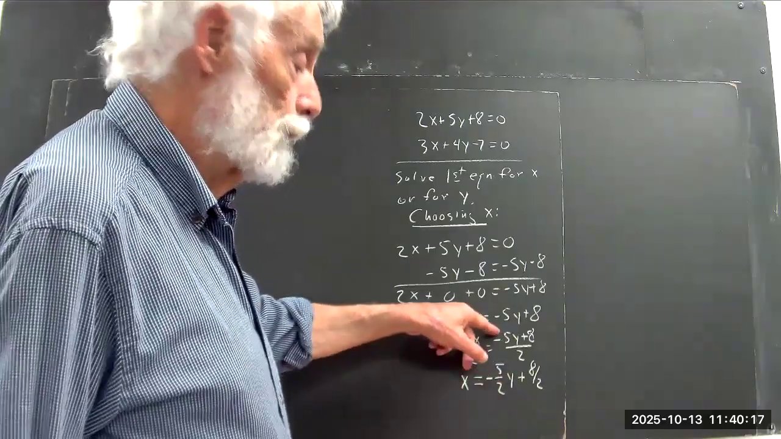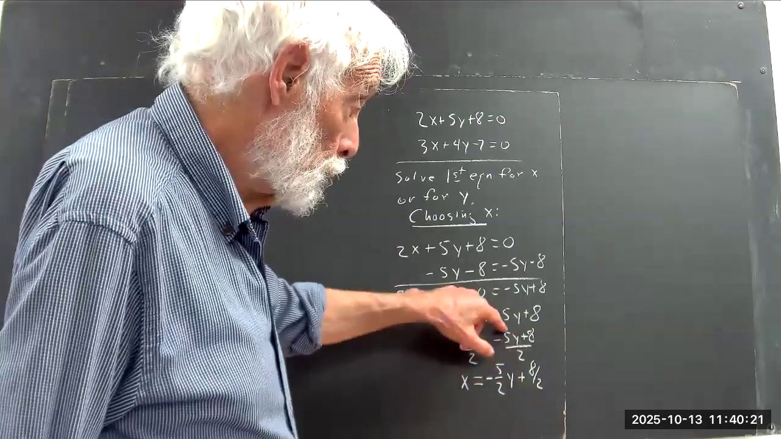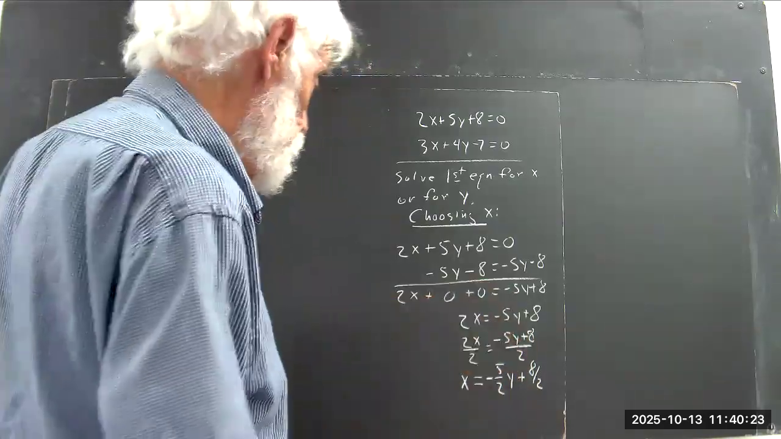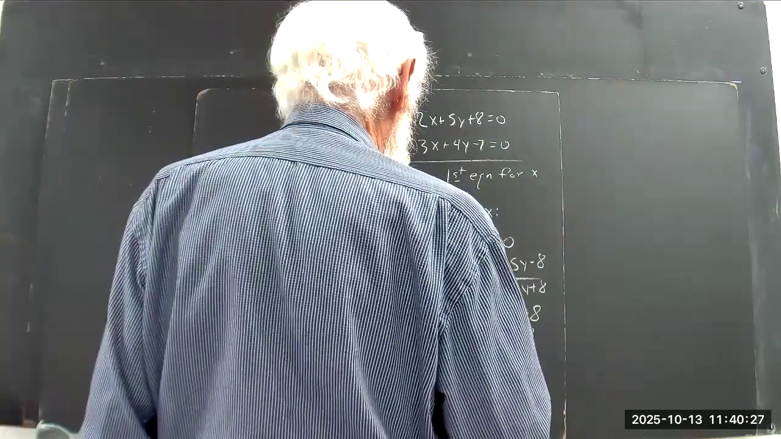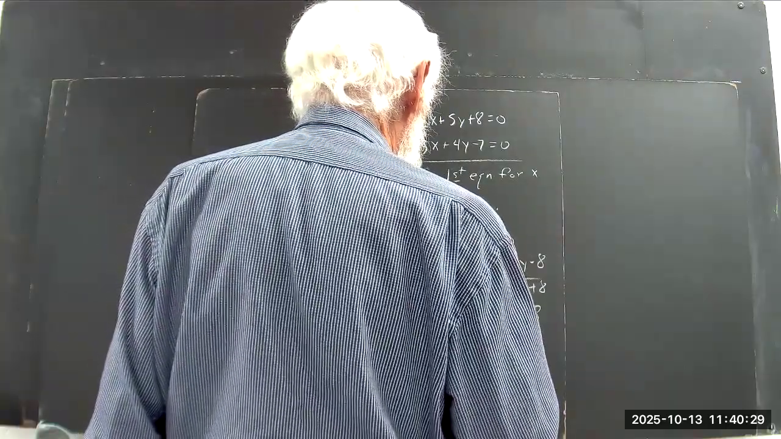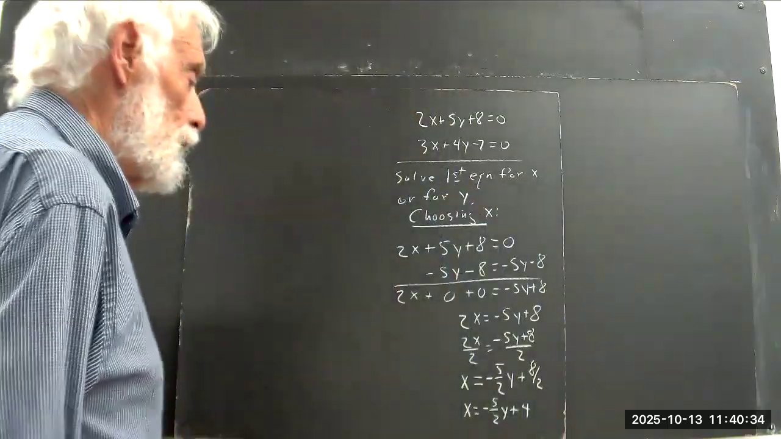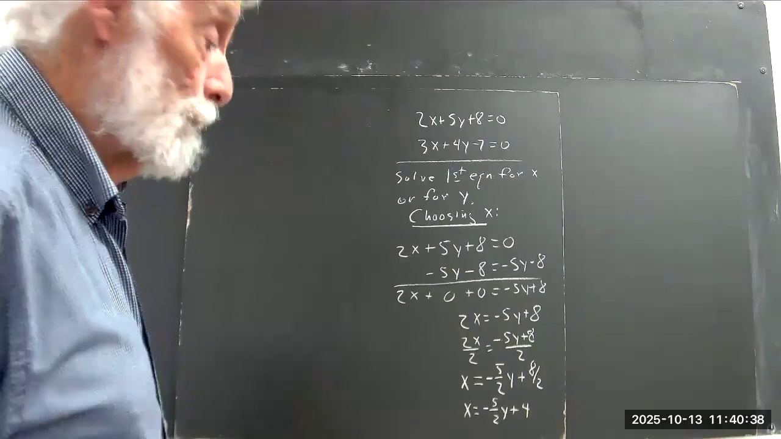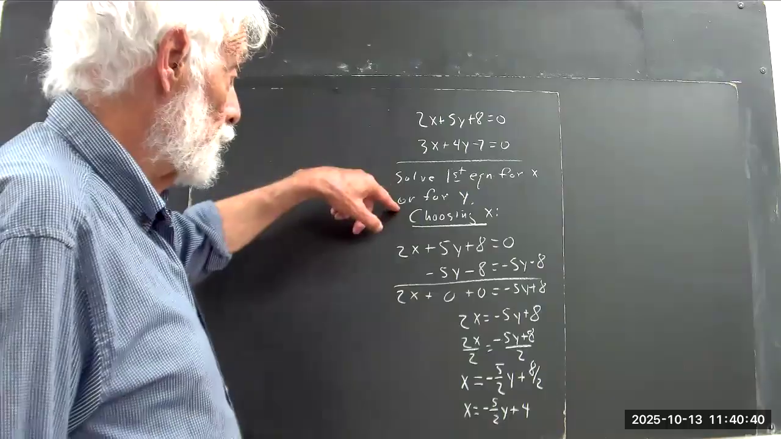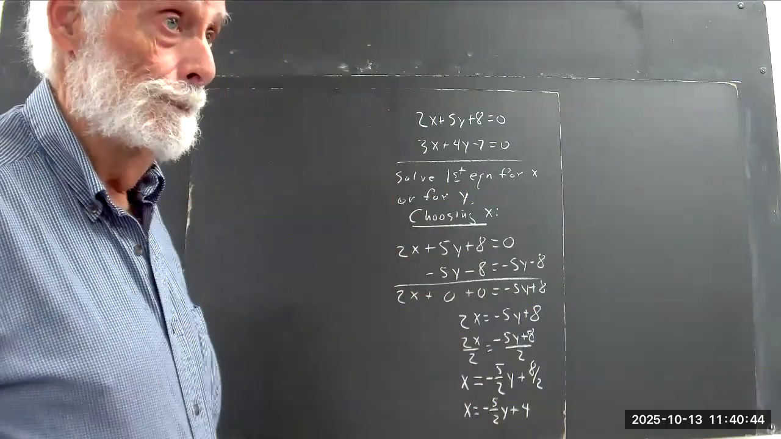Don't neglect to write out this step. Often people will divide the 2 into one of the terms, but not the other. Make sure you're dividing the 2 into both terms. And then you simplify that, you get x equals negative 5 halves y plus 4. Okay? So all I've done is I've solved the first equation for x using standard steps.